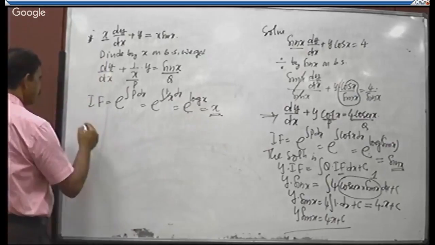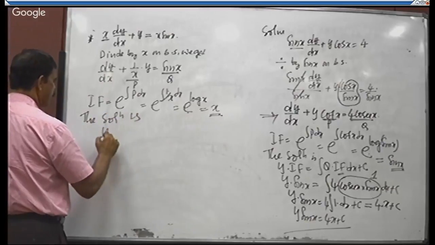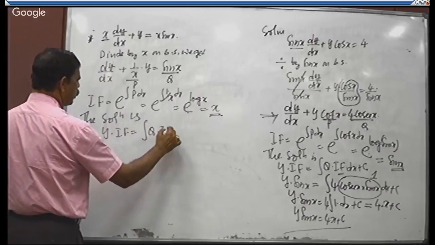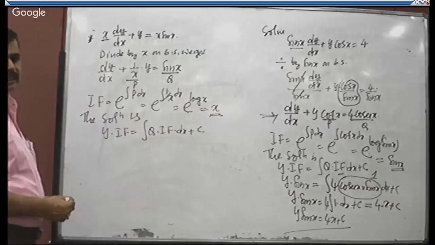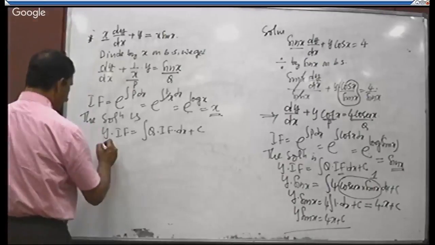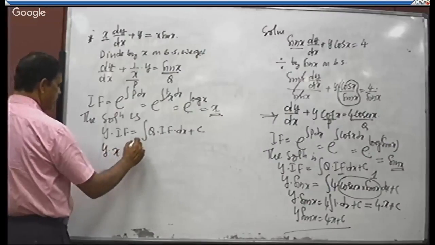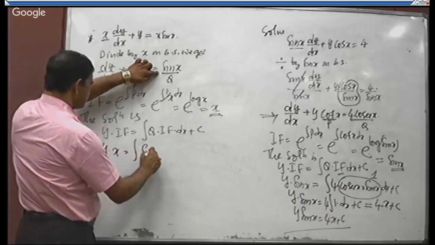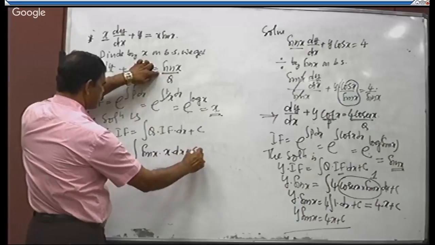Using this, write the solution. The solution is y into IF is equal to integration of Q into IF into dx. Just substitute the values of Q and IF. What is IF? IF is x, right? Is equal to integral of Q. What is Q? It is sin x into IF. IF is x into dx plus c.